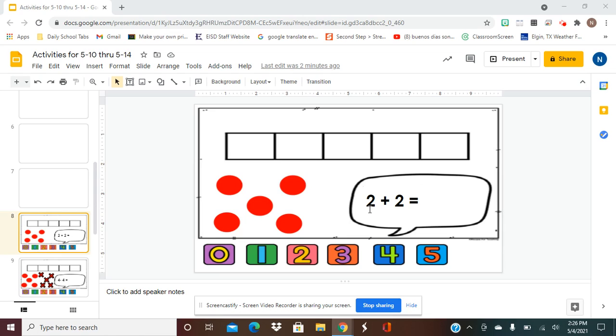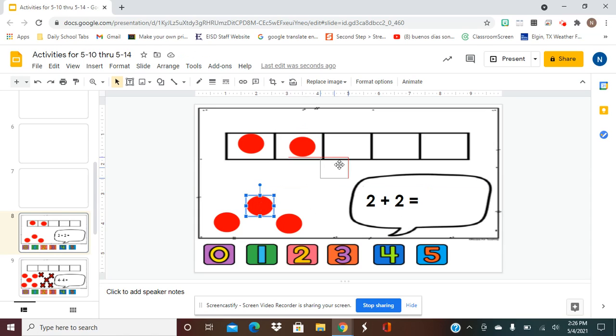So the first number is 2. So that means we're going to grab 2 counters and put them up here in our 5 frame. Then plus means we're going to be adding, and we're going to add how many more? We're going to add 2 more. So we're going to add 1 and then 2. We're adding 2 more. Okay, so for us to get our answer, we have to count all of them together because that's what addition is.